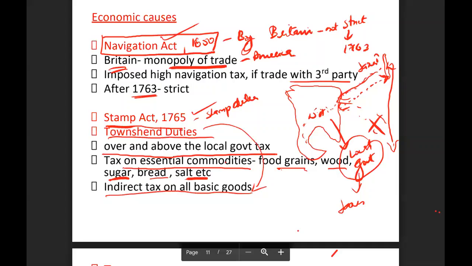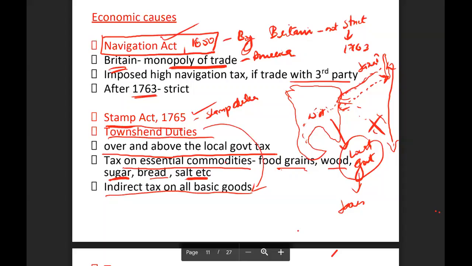These are the three main things. Then now we're going to talk about tea also. Four are the main economic causes: Navigation Act, Stamp Act, Townshend duties. The Navigation Act means British monopoly of trade; one-way free trade. And if trading with a third party, they have to come to Europe and then to North America. Then the Stamp Act: a fixed stamp duty mandatory on all business transactions. That was very miserable for normal people, small manufacturers, etc. Then Townshend duties means taxes on essential commodities like food grains, wood, sugar, bread, salt, etc.